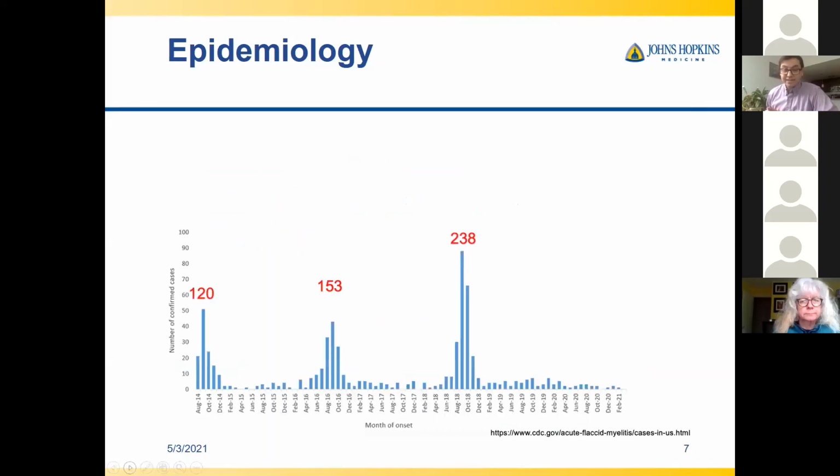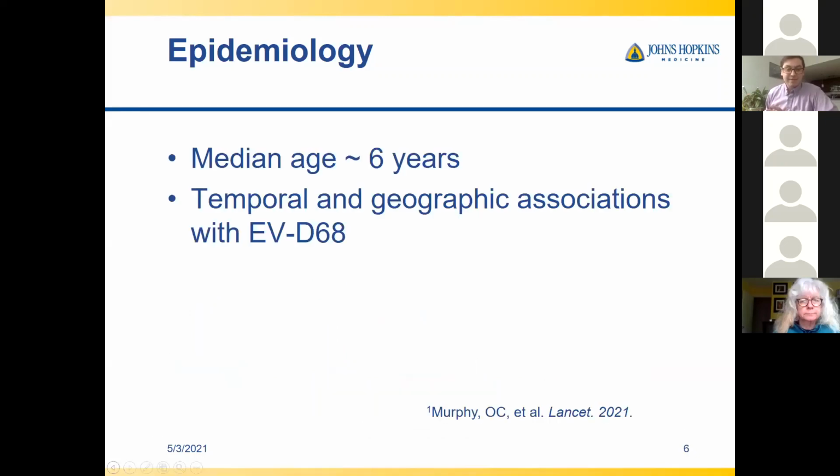The case for D68 is rather compelling. There are robust temporal and geographic correlations between AFM cases and D68 circulation. The pathogen most often found in biological specimens collected from patients meeting criteria for AFM is indeed D68. Mouse models infected with D68 develop limb paralysis, and cell models have confirmed the ability of D68 to infect and damage neurons directly.